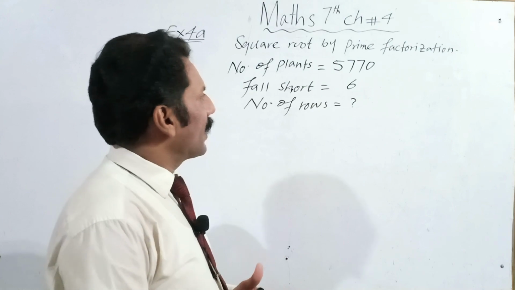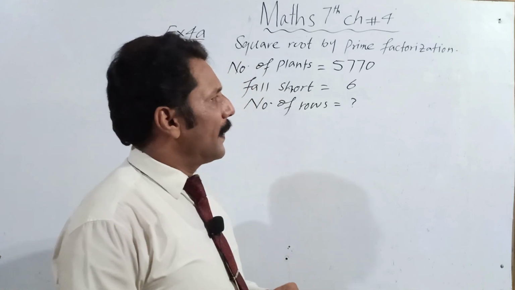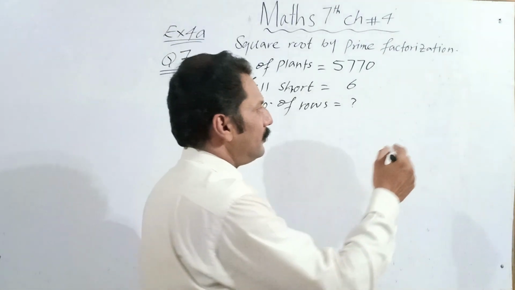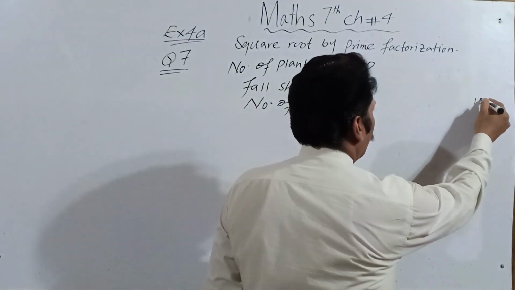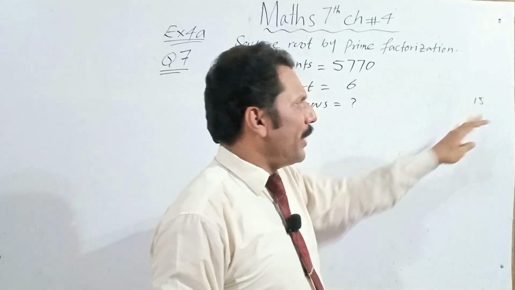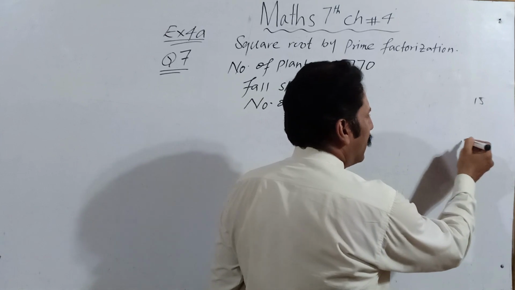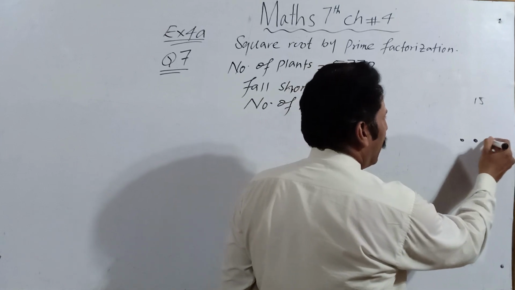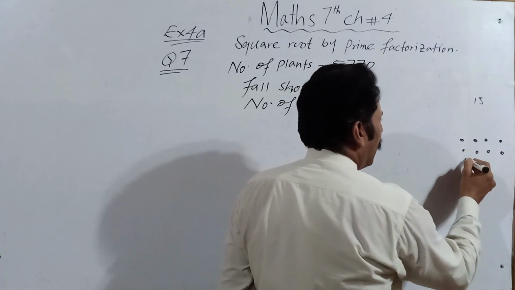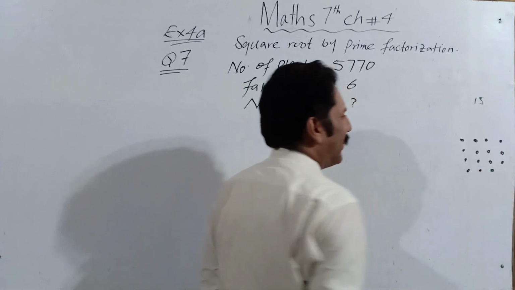Okay, first I will try to explain it with an example. For example, a gardener has only 15 plants. For example, same 15 plants and he wants to make a square. He wants to put one plant, then 2 plants, 3 and 4, 5, 6, 7, 8, 9, 10, 11, 12, 13, 14 and 15. Oh my God.